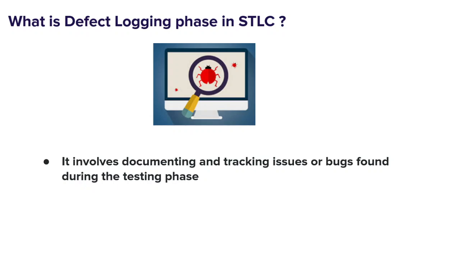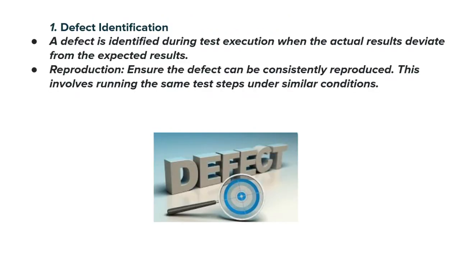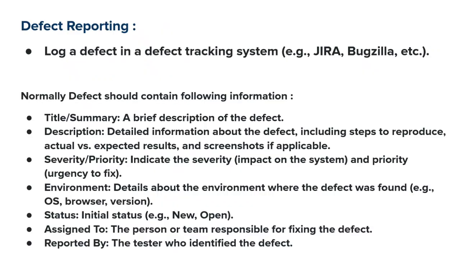While the tester is doing the test execution, whenever test cases are passing and failing, for the failed test cases, testers will log the defect with all the information. Once the defect is identified, testers will log it with information such as the title of the defect, description, severity and priority, the environment on which it is reproduced, status, and which developer it is assigned to. That will be the information of that specific defect.